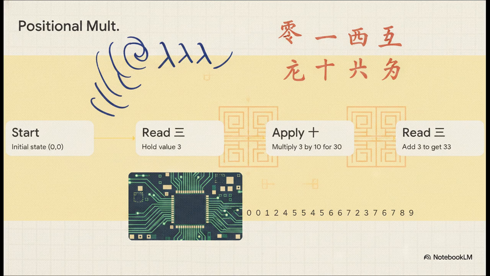Let's actually look at a step-by-step trace of a positional multiplier in action. We'll use the text for 33, which translates literally to 3-10-3. So step 1, our memory box starts with an initial state of 0, 0. It's basically a two-part slot holding our current multiplier state and our running total. Step 2, it reads the character for 3, holding that value in memory. Step 3, it hits the positional multiplier for 10, so it immediately multiplies that previous 3 by 10 to get 30. And finally, step 4, it reads the last character for 3, adds it to the 30, and correctly outputs the final number, 33. The computer successfully read the text sequentially and turned it into perfect math.